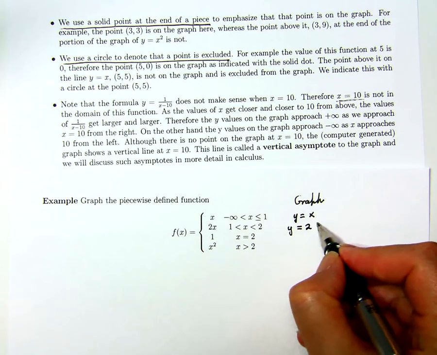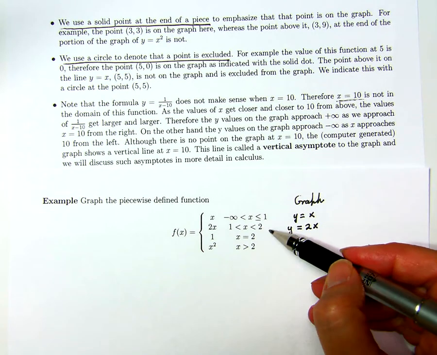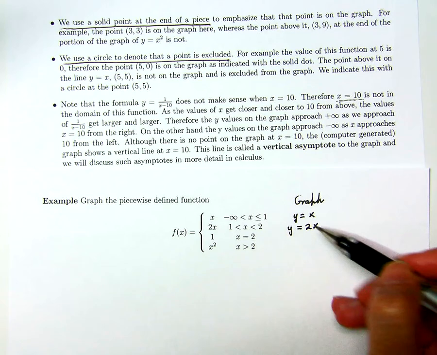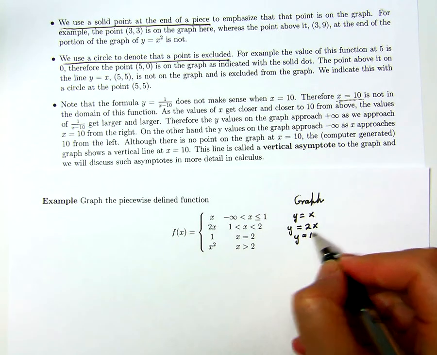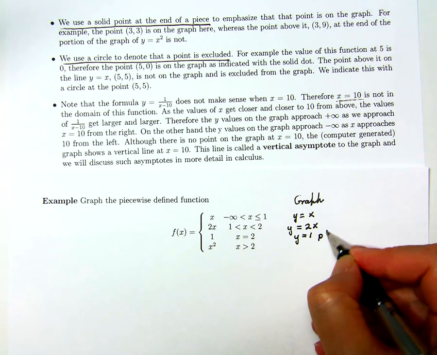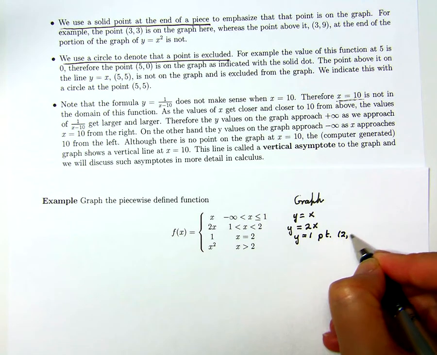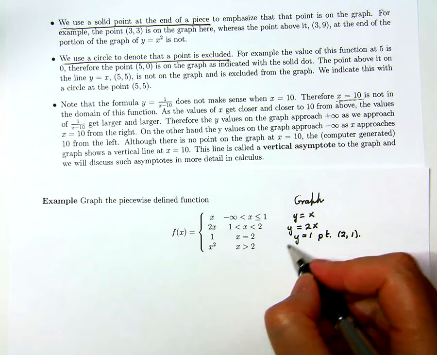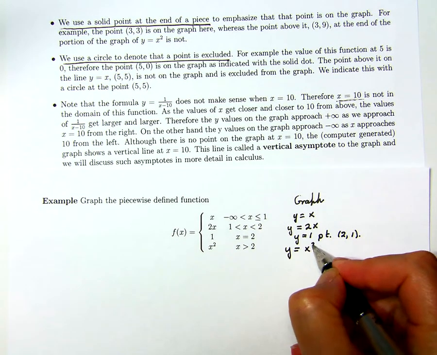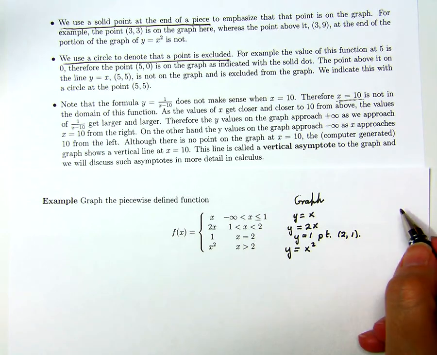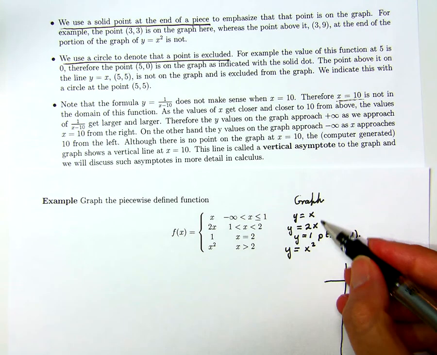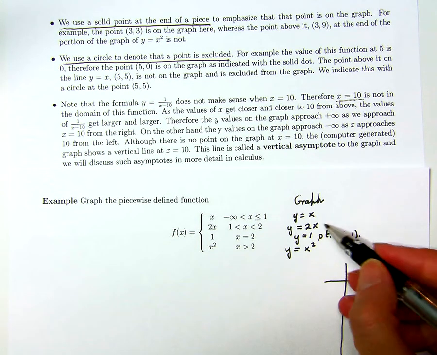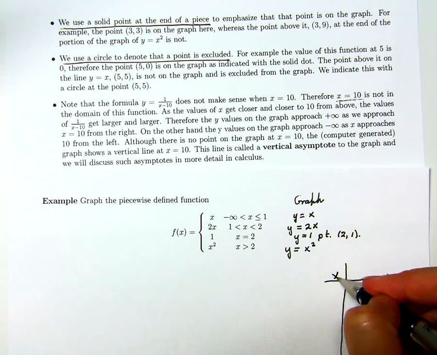y equals 2x when x is between 1 and 2, but not including 1 and 2. And y equals 1 exactly when x is 2. So this is really just a point, 2, 1 is on the graph. And then it's the graph of y equals x squared for x bigger than 2. So there are 4 sections to this graph. And these two are just lines, so it's enough to have 2 points on these lines to draw them.